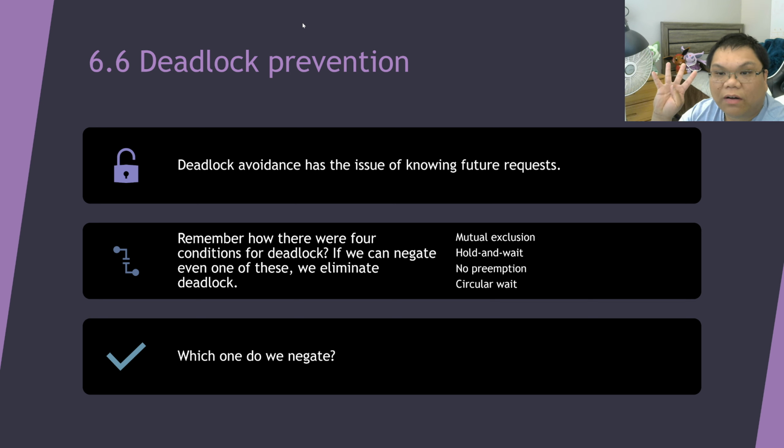Remember how there were 4 conditions that had to be met for deadlock to exist? If we can negate one of those, we can prevent deadlock from happening at all in the first place. So which one do we negate? We can try out each one by one and see what happens. Can we negate mutual exclusion?